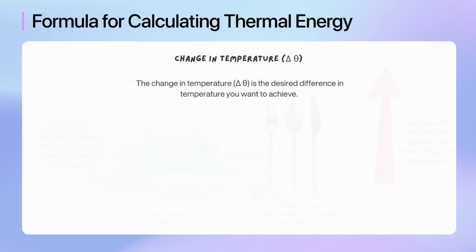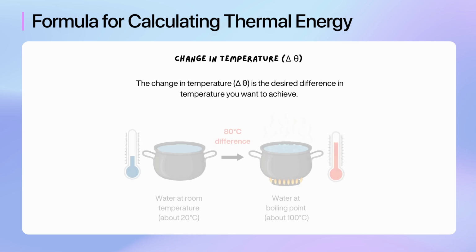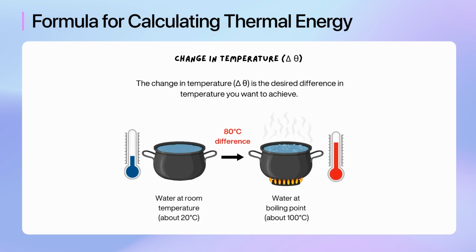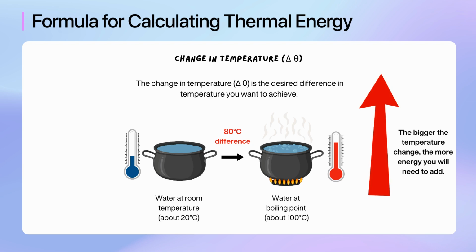The change in temperature is the desired difference in temperature you want to achieve. For example, if you want to heat water from room temperature, about 20 degrees Celsius, to boiling, 100 degrees Celsius, you care about the change in temperature, which is 80 degrees Celsius. The bigger the temperature change, the more energy you will need to add.